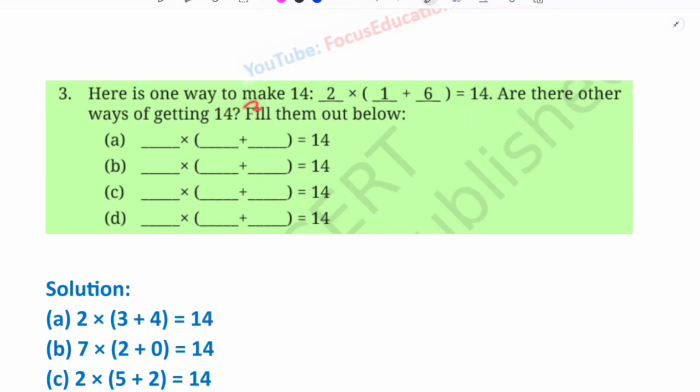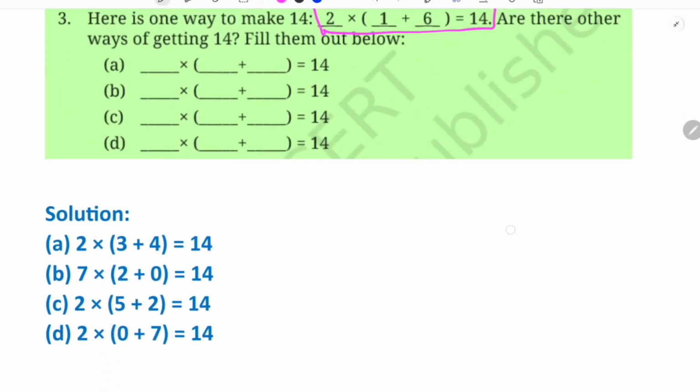Here is one way to make 2 multiplied by 1 plus 6 equal to 14. How is it 14? This is the same as 2 multiplied by 7. First we have to do the bracket part. 1 plus 6 is 7. So 2 multiplied by 7. What is given to us is 14 written in this way. So the question here is, are there other ways of getting 14? Fill them out below.